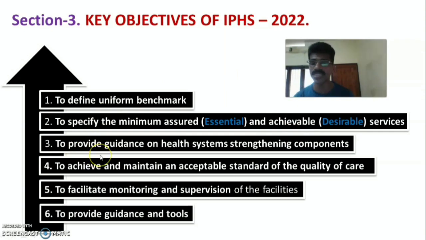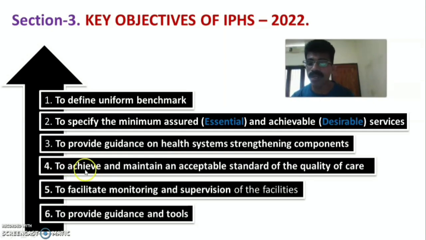The third key objective is to provide guidance on health system strengthening components. There are many components or aspects to strengthen the health system. So IPHS 2022 provided guidance to all the health and wellness centers in India, that is sub-centers, primary health centers, community health centers, to strengthen their services, their quality and comprehensive services to the public.